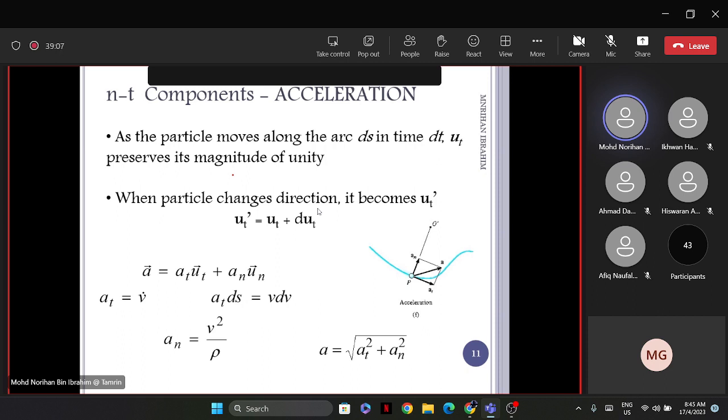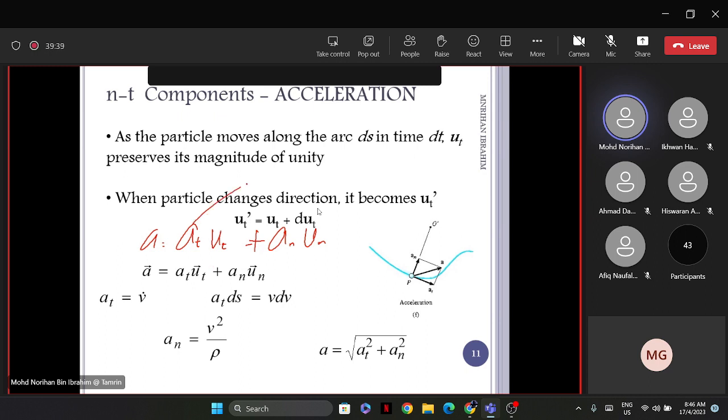So, the normal tangent component for the accelerations. When we deal with this normal tangent method of solutions, we can use the equation of A is equal to AT UT plus AN UN.